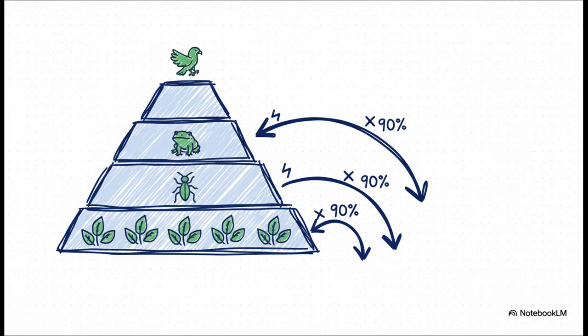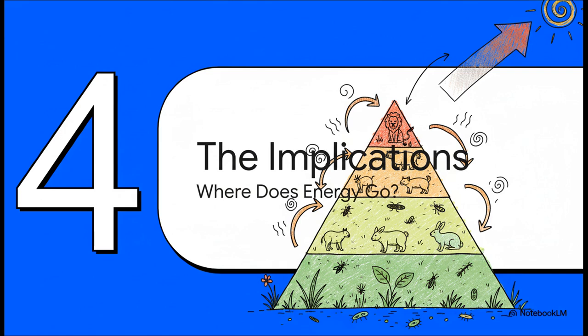So, look at how this plays out. If the plants at the bottom have, say, 10,000 units of energy, the insects that eat them only get 1,000 units. The toads that eat the insects only get 100. And the hawk at the top? It gets a measly 10 units of that original energy. A massive 90% of the energy just disappears at every single step. It's like a huge energy tax at each level. A 90% loss. That is just colossal.